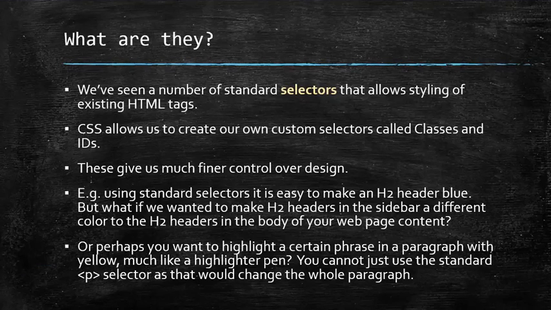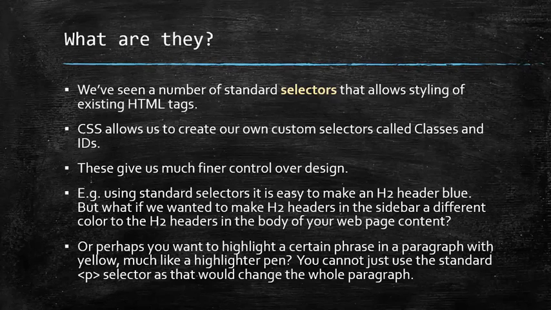So what are classes and IDs? Well, so far in the course we've seen a number of standard selectors that allow us to style existing HTML tags. So if we want to style the paragraphs on our pages, we can use the P selector. If we want to style an H1 header, we can use the H1 selector. But sometimes this isn't enough, and fortunately CSS allows us to create our own custom selectors called classes and IDs. And these give us a much finer control over design.